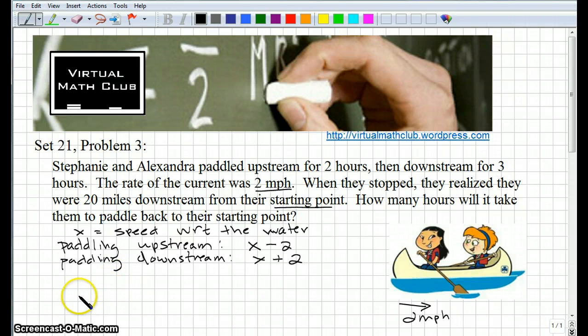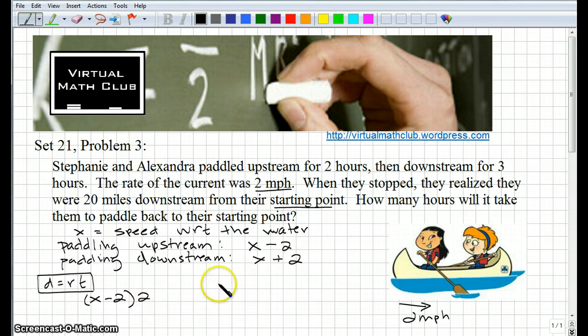So what do we know? How far are they going to go when they go upstream? They paddle upstream for 2 hours, and we know that distance is equal to rate times time. That's just sort of a given. So if they're paddling at x minus 2 miles per hour, and they paddle that for 2 hours, they'll go a certain distance. This is the distance when they go upstream. Okay, it's going to be x minus 2 times 2.